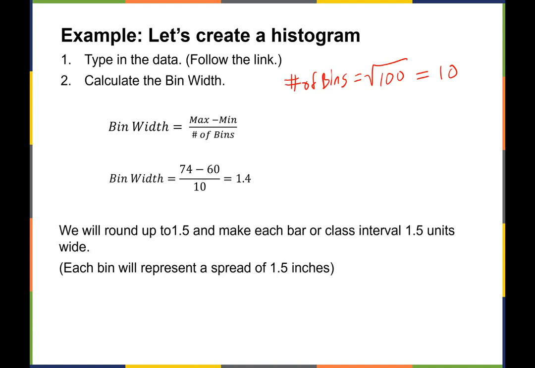So we compute 74 minus 60 and divide it by 10. That gives us 1.4. I'm going to go ahead and round that up to 1.5 because it's a little bit easier to read histograms if they are on a nice half, or the data is in half-inch units. So it makes more sense to me to go up to 1.5 for each bin size. So let's go ahead and go back to Desmos, knowing our bin size now of 1.5 inches.